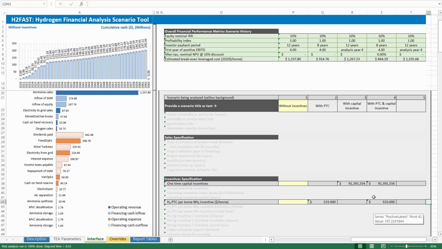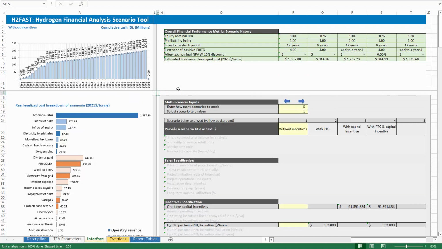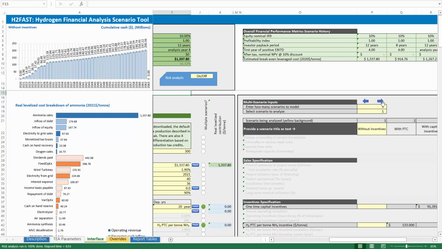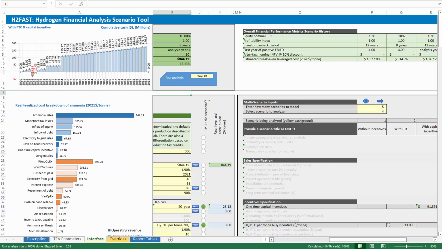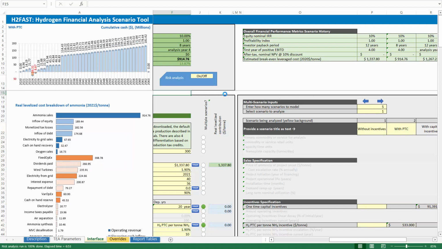ammonia. And here you can see that the different scenarios have different levels of capital incentives and different levels of production tax credit. And those result in different price points for ammonia. If we cycle through the scenarios, we'll see that ammonia sales, as well as the amount of tax losses that are monetized, vary from example to example based off of the amount of tax credits that are realized and the amount of capital incentives that are made available.